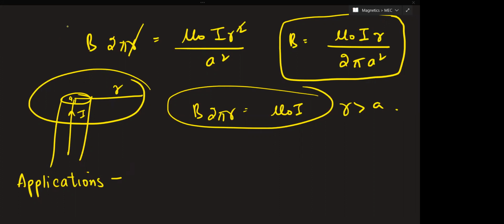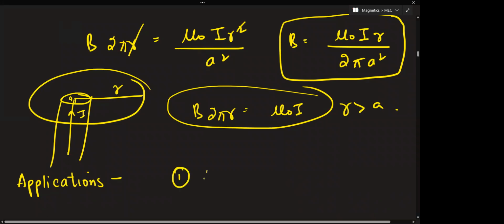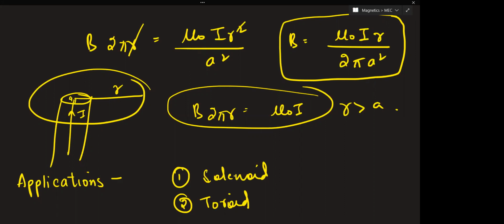So now this Ampere Circuital Law has basically two applications. One is a device that is known as a solenoid, and secondly a device that is known as a toroid. The understanding of toroid is easy because it's just the circular form of a solenoid connected at one end. In case of solenoid, both the ends are free.